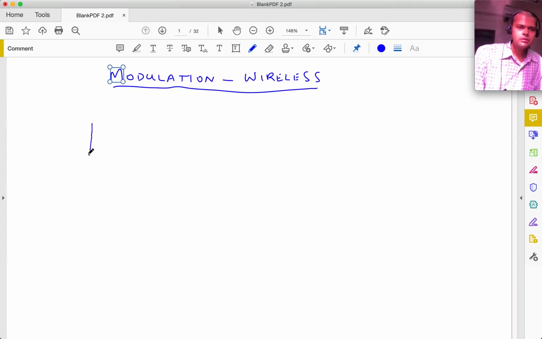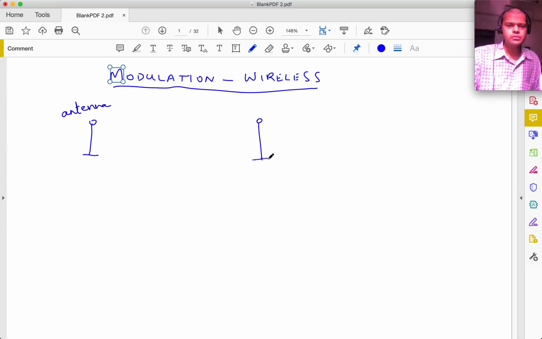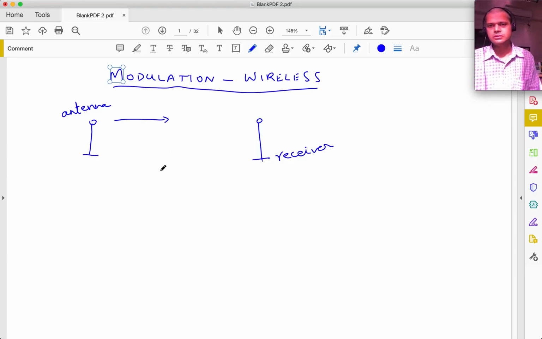Now let's say you have a sender, he has an antenna, and he wants to send to somebody else. This is the receiver. So he has to send some signal over to the receiver. Now what signal is he going to send?